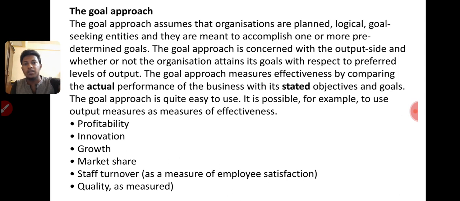Profitable innovation, staff turnover is there. We have to understand why staff turnover is there. Is salary the problem? Is our environment the problem? There's no AC, so our room is warm. People can't work, right?